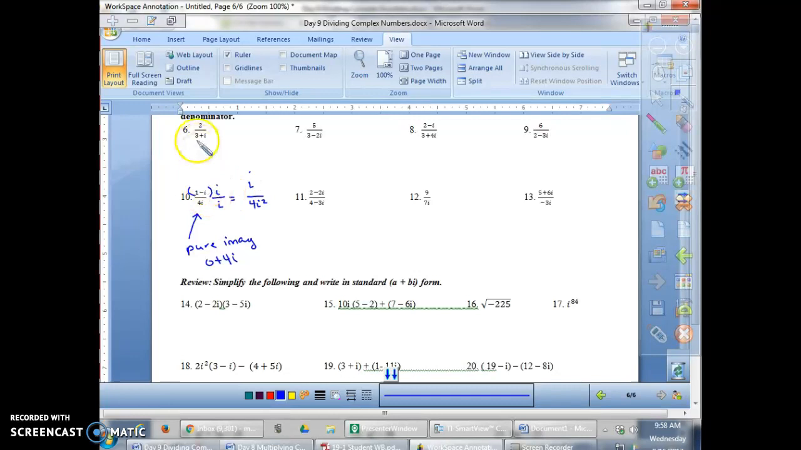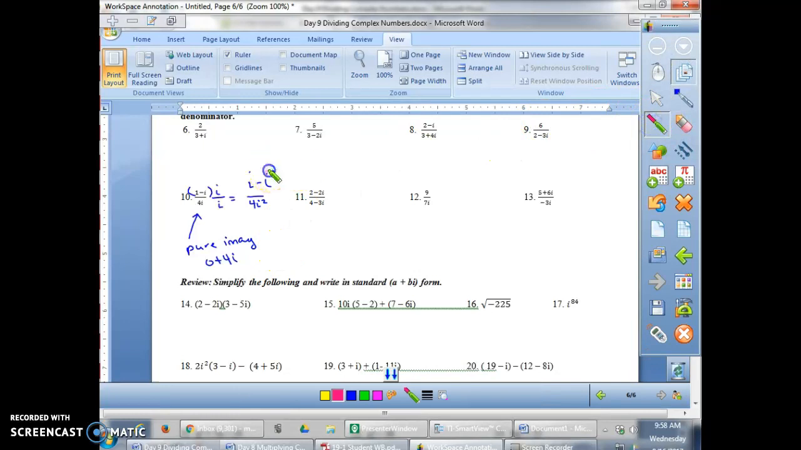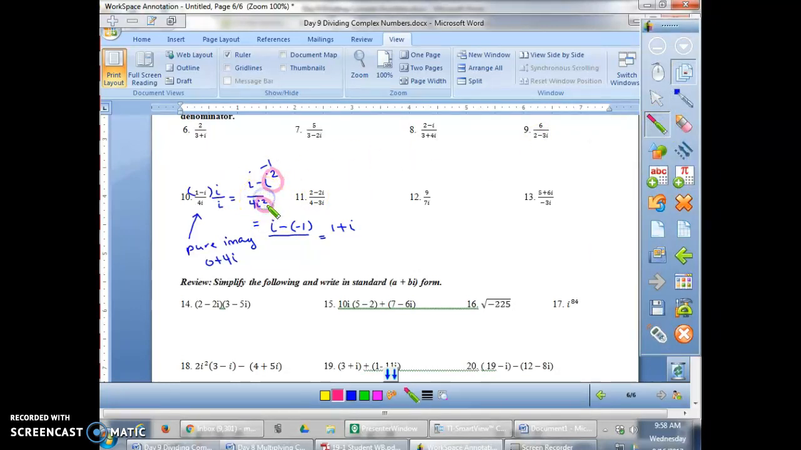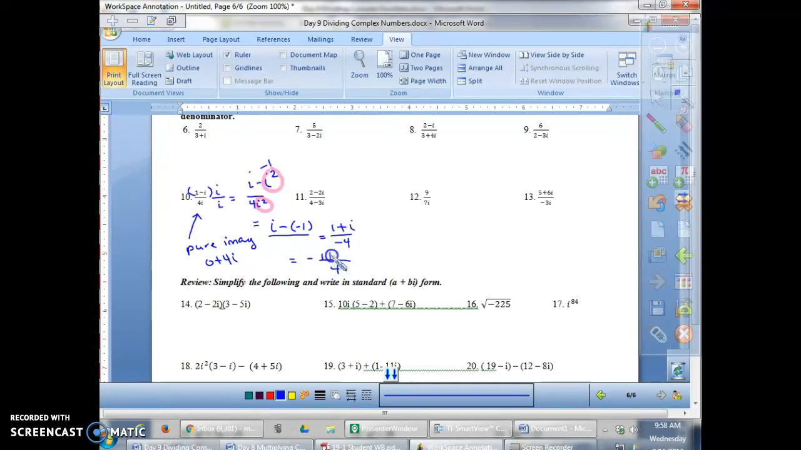And then i times negative i is negative i squared. So the i squared is going to get replaced with a negative 1. So it's i minus a negative 1. So I'll write that out for you. i minus a negative 1. Which is really just going to be i plus 1. So I'm going to write it as 1 plus i. And then the denominator, I'm going to replace the i squared, which is again a negative 1. So that will be a negative 4. So negative 4. And I'm going to write it as the negative out front, 1 plus i. And that would be your answer right there.